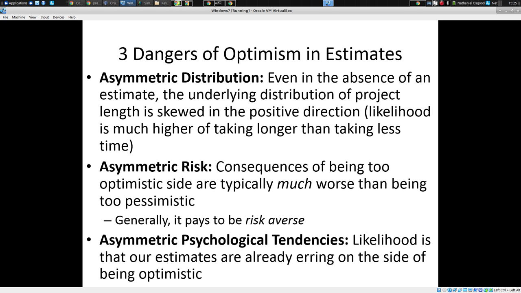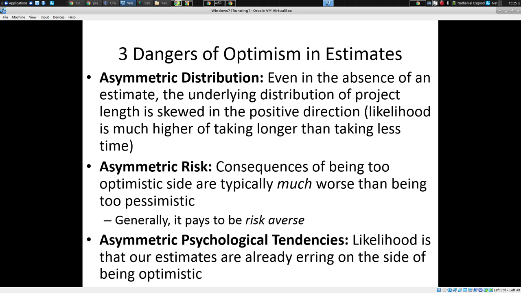It's not a nice bell curve, even though with a zero, if we do zero, this is time to completion of the project. It's not something like this. What do you think it might look like? Turns out it's skewed. And it's skewed in a positive direction. It has a very long tail going this way.